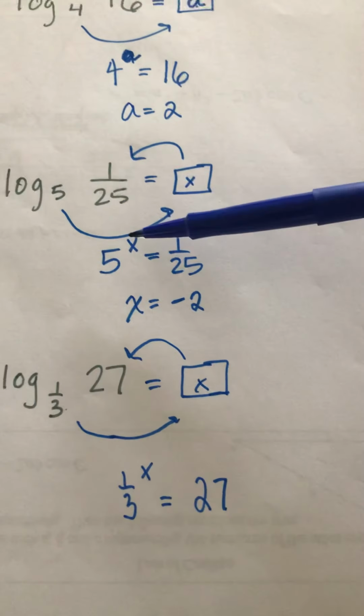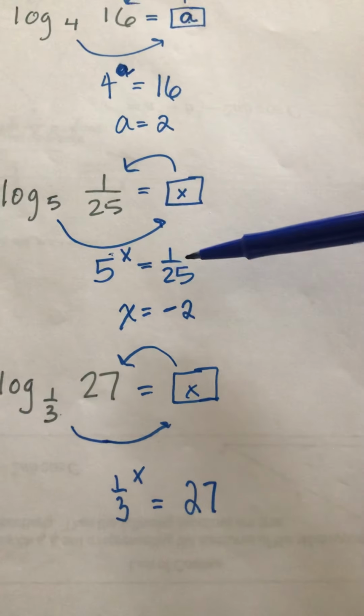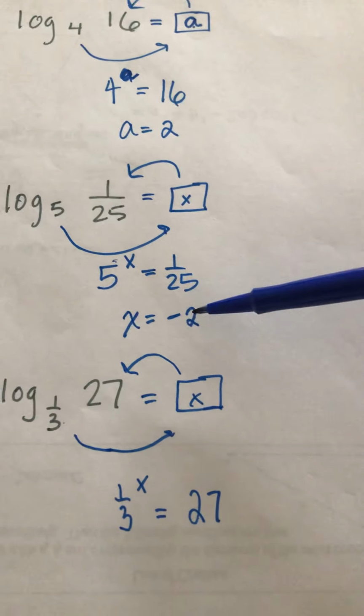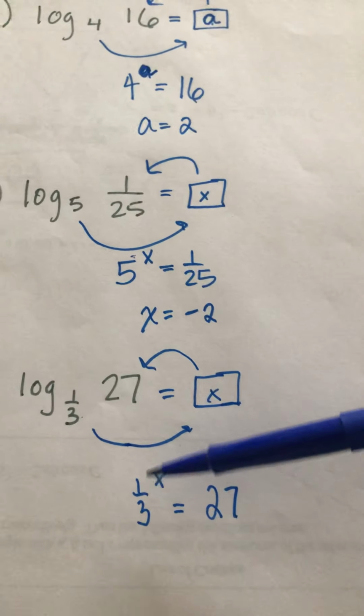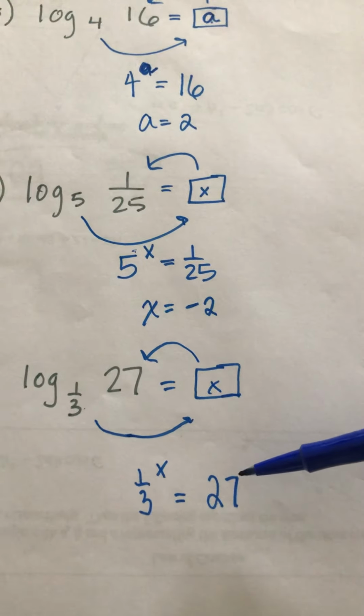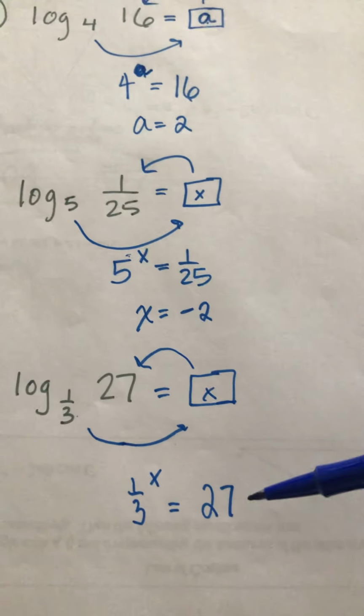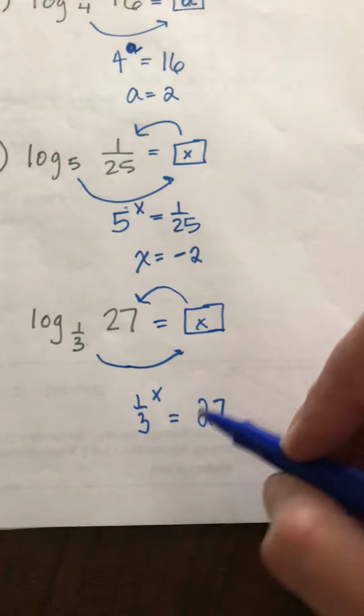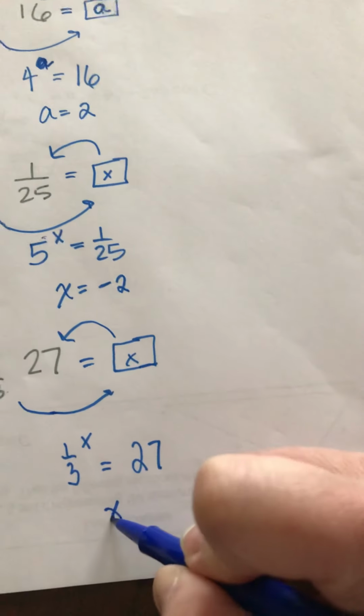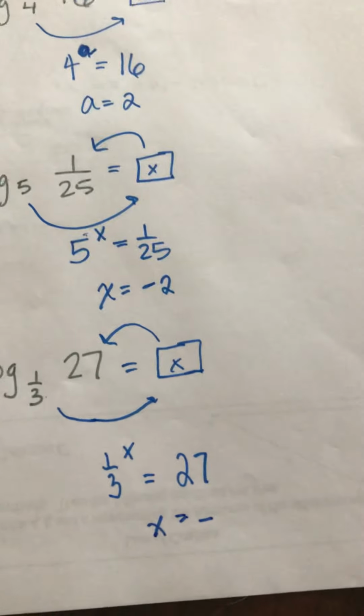So just like here where I said, okay, I'm going from a whole number to a fraction, and I knew my exponent had to be negative. Same thing here. If I have a fraction and it has to go to a whole number, the only way that's going to happen is if I take a reciprocal. So in other words, the exponent needs to be negative. So I'm going to say x equals negative.